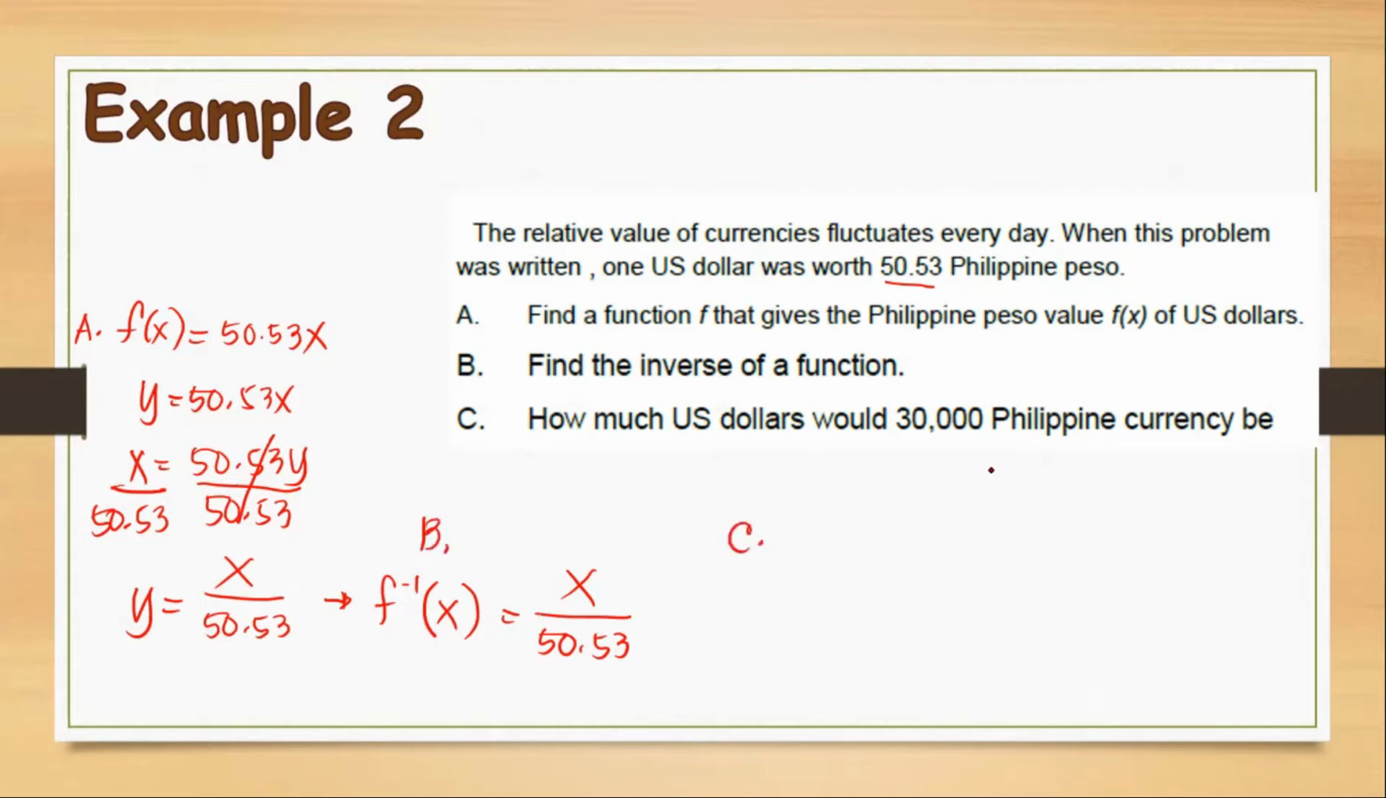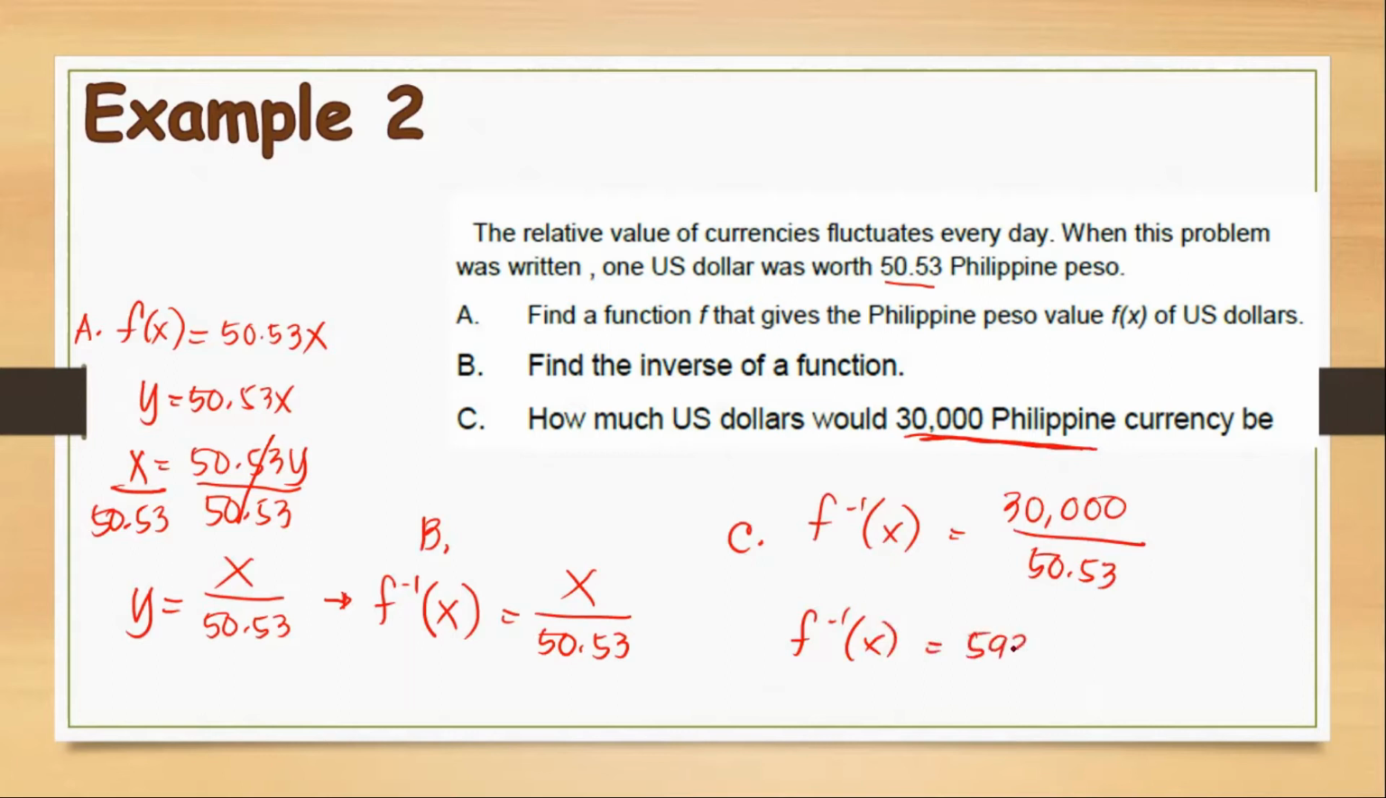How many US dollars would 30,000 Philippine pesos be? So, that will be f inverse of x equals 30,000 divided by 50.53. So, the answer will be 593.71.